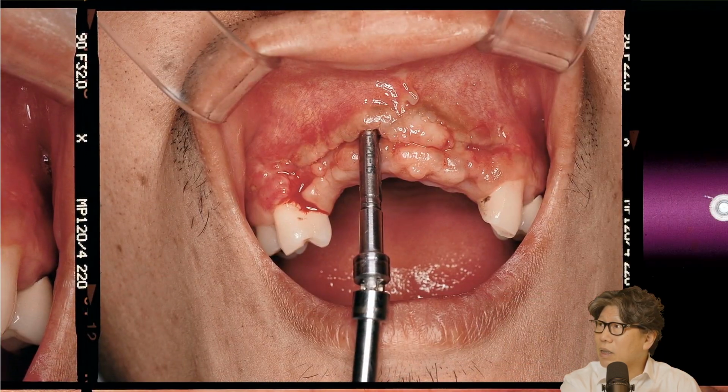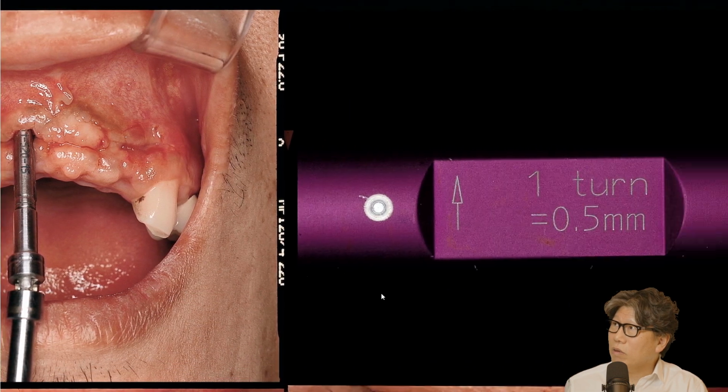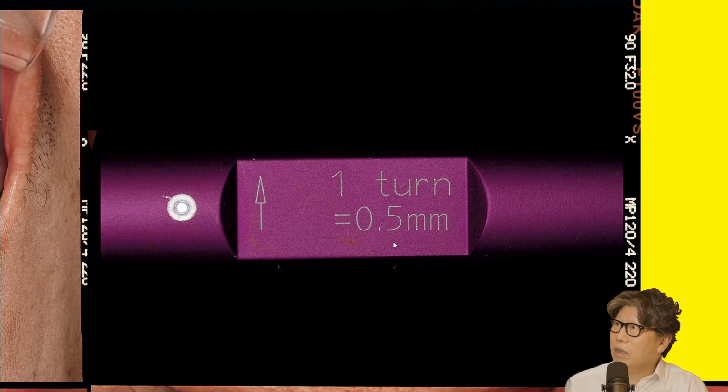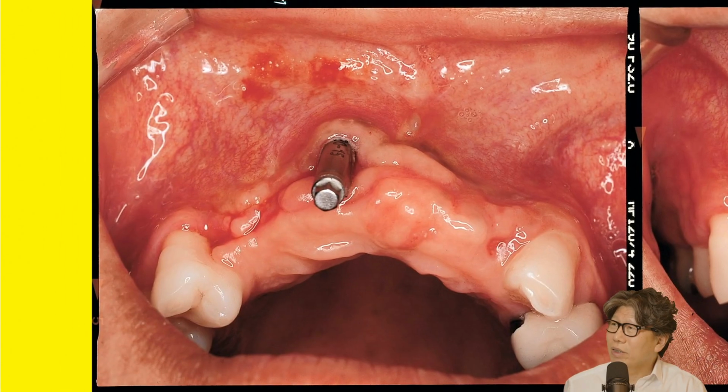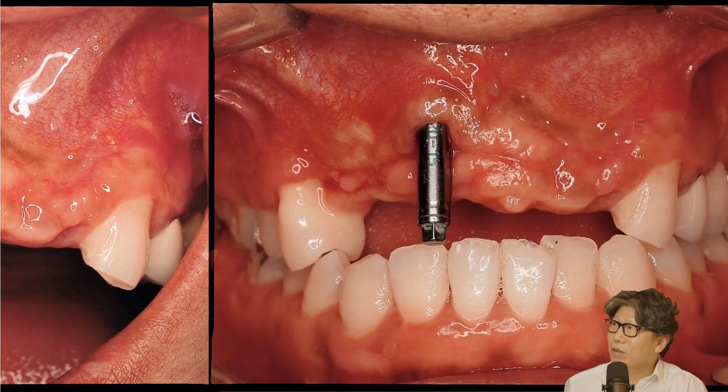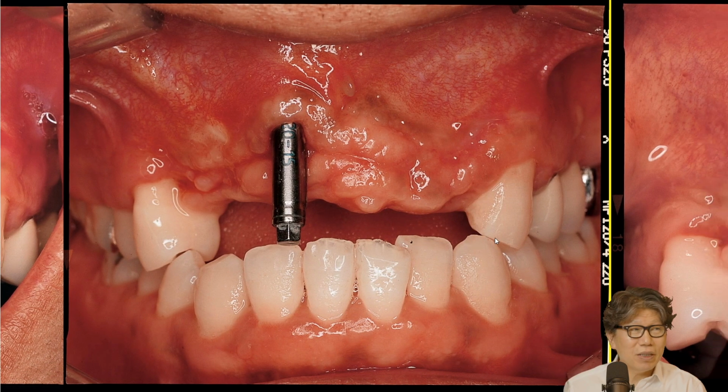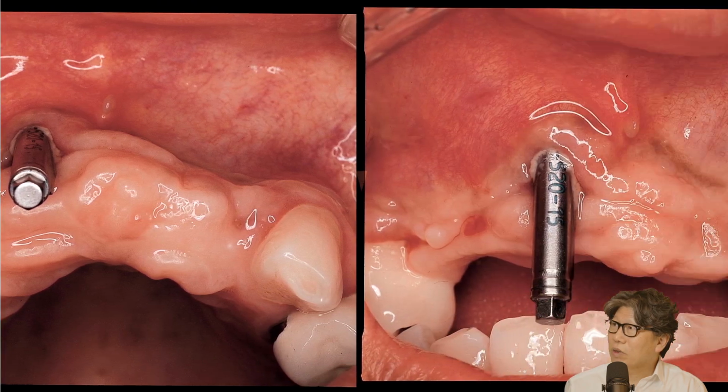So I did this, and then this is the screwdriver. It's adding 0.5 millimeter per turn. I think you can turn it once a week. So I turned it like this. It's gone like this, a lot. So that's how it got this far apart.